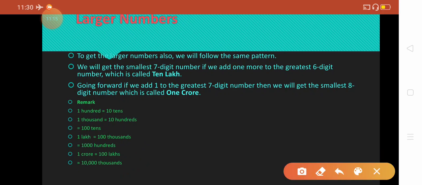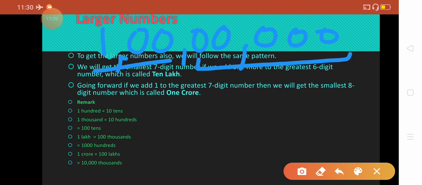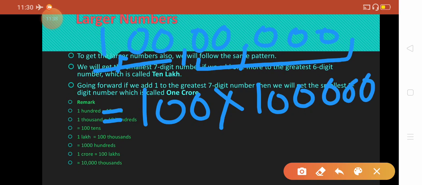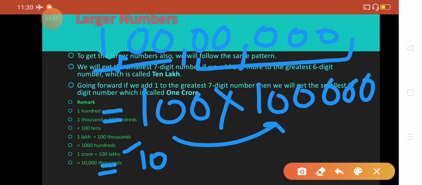First of all, we will write crore. So unit place, tens place, hundred place, thousand, ten thousand, lakh, ten lakh, crore. So this is 100, this is lakh. So 100 multiplied by 1 lakh is 100 lakh. Here it is written 100 lakh, or we can also frame it like this.